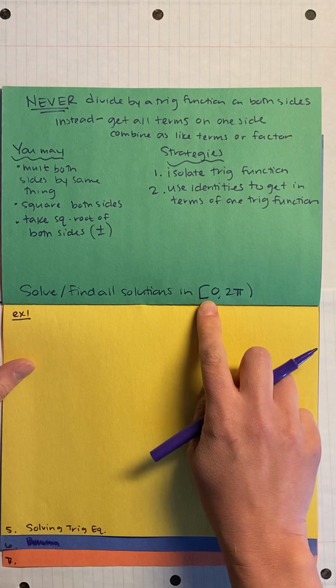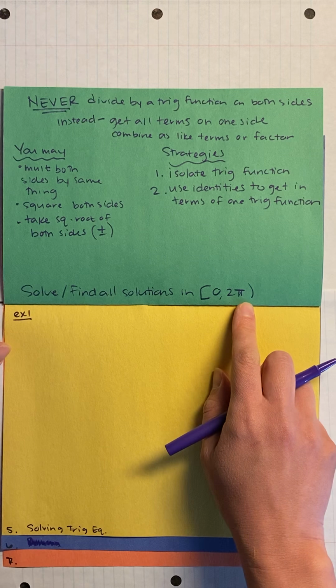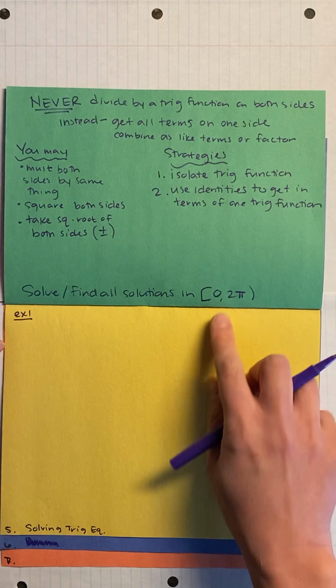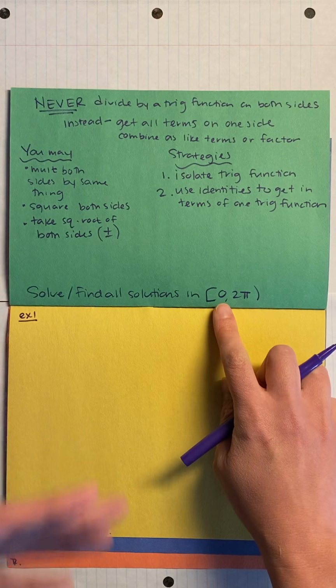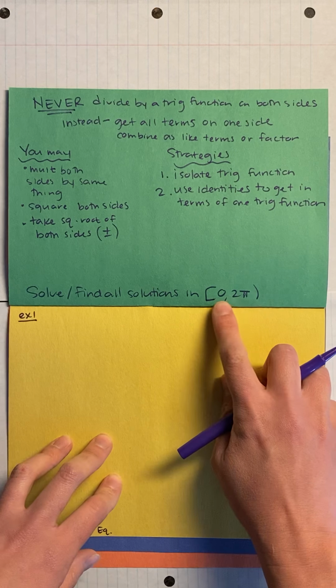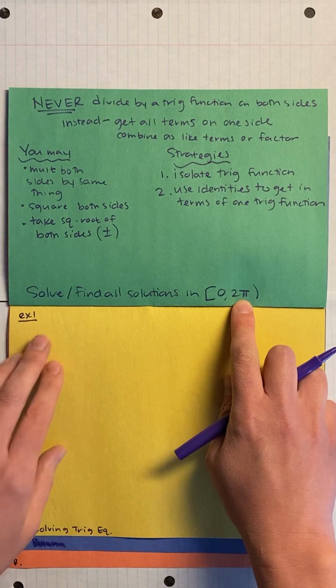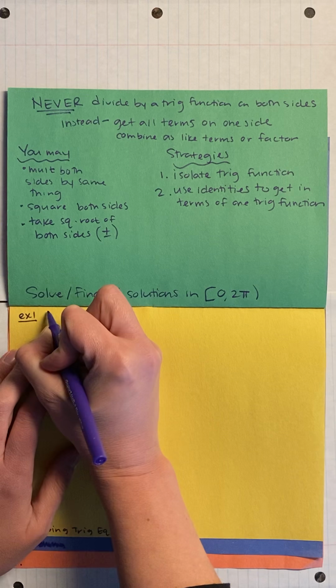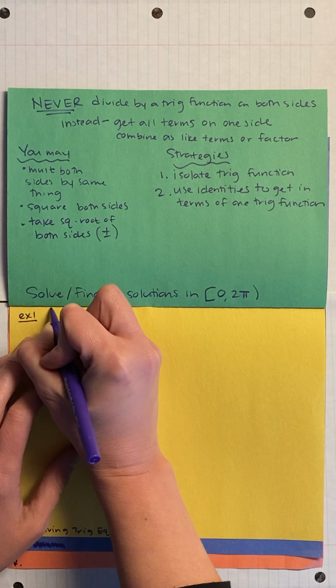So what this means, the bracket at the 0 versus the parenthesis at the 2 pi, is that if you get an answer of 0 or 2 pi, you'd want to say 0 instead of 2 pi. So the first example that we're going to look at is going to be on isolating trig functions.